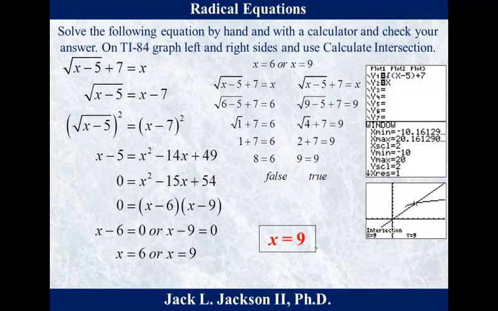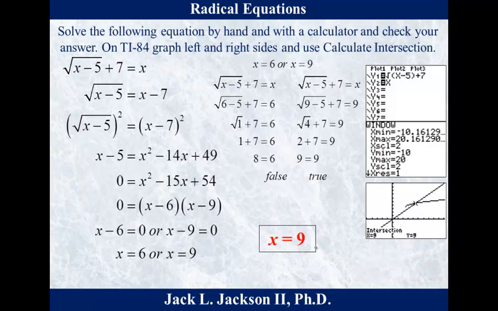The one that does check, of course, that one works. So x equals 9 is the only answer. We can see that there's only one answer when we graph it. Let y1 be the left side, which is square root of x plus square root of x minus 5 in parentheses, and then plus 7. And the right side is just x, so that's y2.